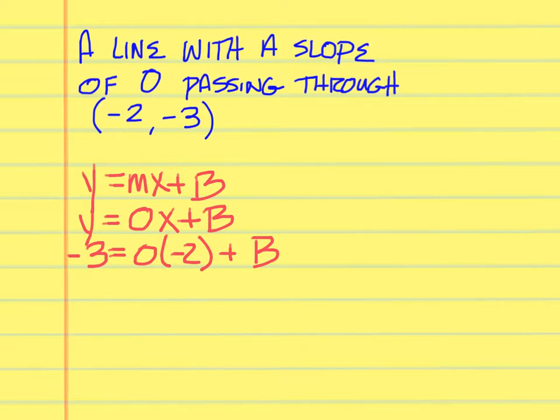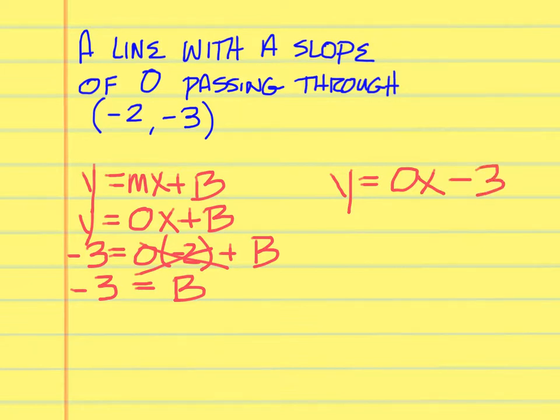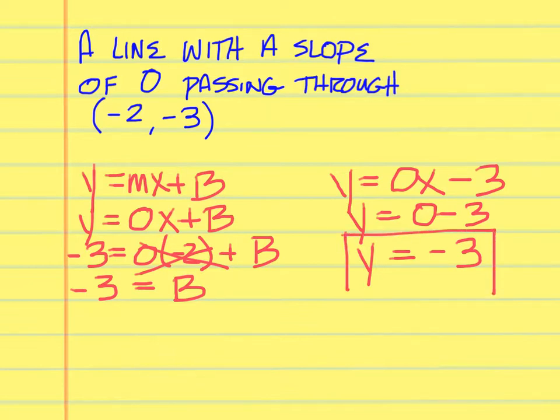So notice what happens here. It's gone. So you're just left with negative 3 equals b. If you were to plug that back in, you would come up with y equals 0x minus 3. But are we going to write 0x? No, because 0 times anything is 0. So 0 minus 3 is just negative 3. This is the solution, y equals negative 3.